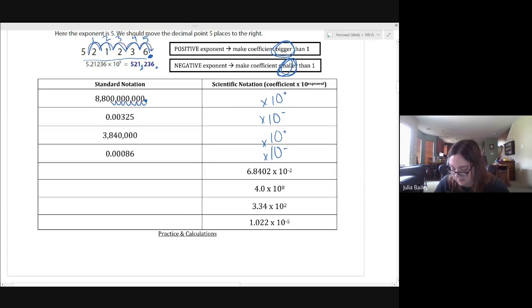And I'll just keep moving it until, like, if I stop there, that would be 880. That's not between 1 and 10. If I stop there, that'll be 88. That's not between 1 and 10. But if I go one more, 8.8 is between 1 and 10. So that's what my new coefficient should be. And then I count how many times I moved it. And I moved it 9 times.